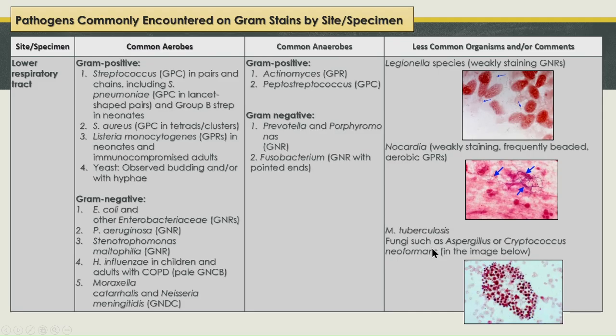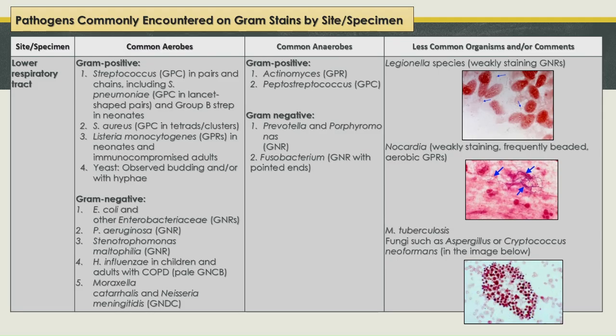Lower respiratory tract. Common aerobes. Gram-positive: 1. Streptococcus, GPC in pairs and chains, including S. pneumoniae, GPC in lancet-shaped pairs, and group B strep in neonates. 2. S. aureus, GPC in tetrads/clusters. 3. Listeria monocytogenes, GPRs, in neonates and immunocompromised adults. 4. Yeast, observed budding and/or with hyphae.